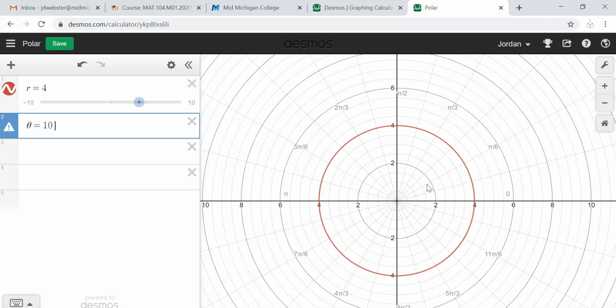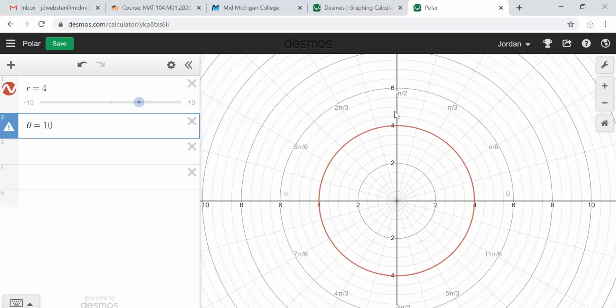Now 10 is about 3.18 pi. So 10 is like 3.18 pi. And so that's like a line going through the origin, meaning we're always at this particular angle. We're always at that theta equals 10. We're always at this angle.